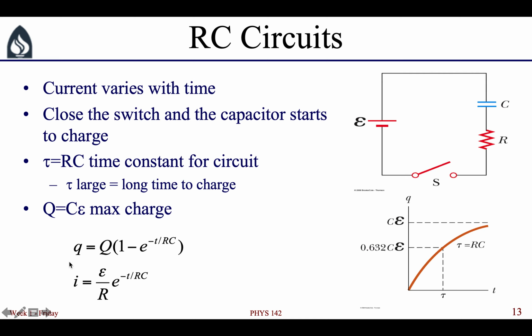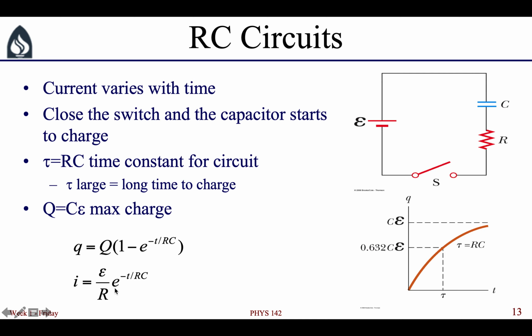So we can write a charging equation which describes how much charge is on the capacitor after you flip the switch as a function of time. And you can see that the final charge, or the charge at any instant of time, is equal to the final charge, that maximum charge, times 1 minus e to the minus t over RC. And you can rewrite RC as tau.